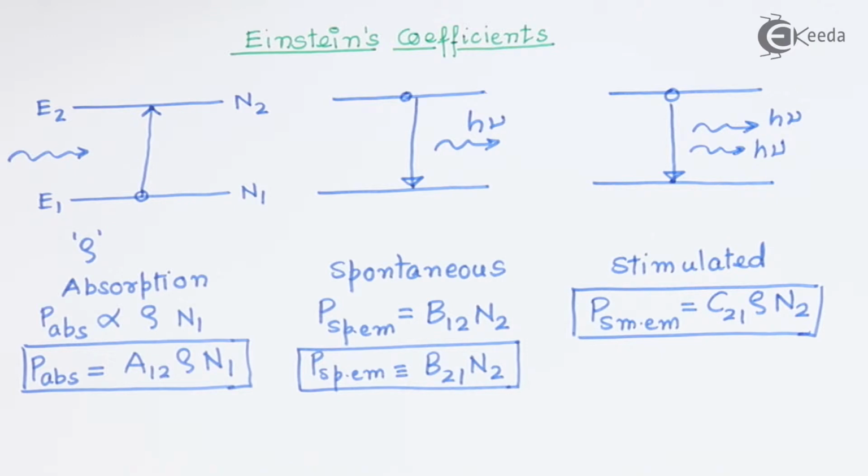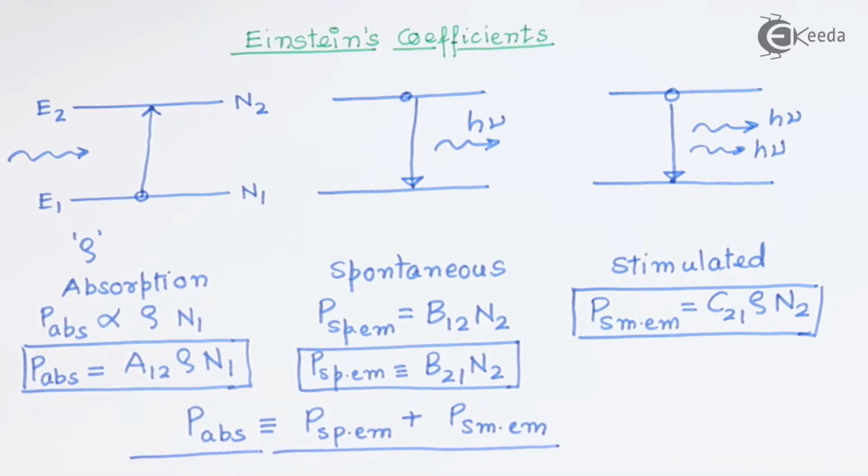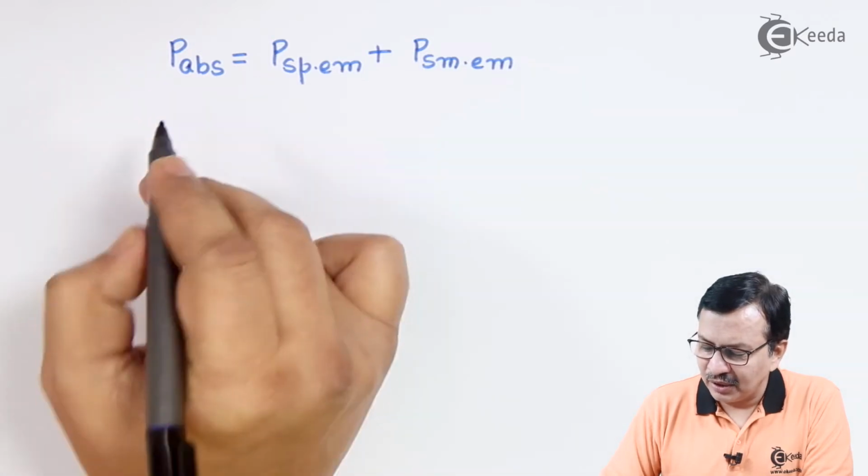At thermal equilibrium, the probability of absorption is equal to the probability of the spontaneous emission plus the probability of the stimulated emission. We now simplify this equation further by substituting the respective values.